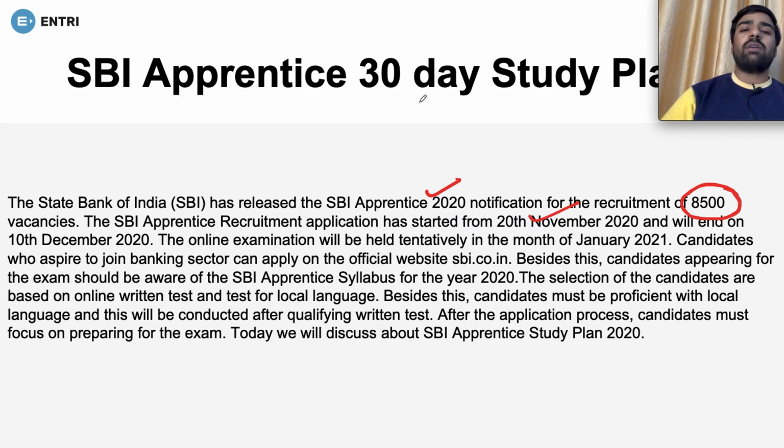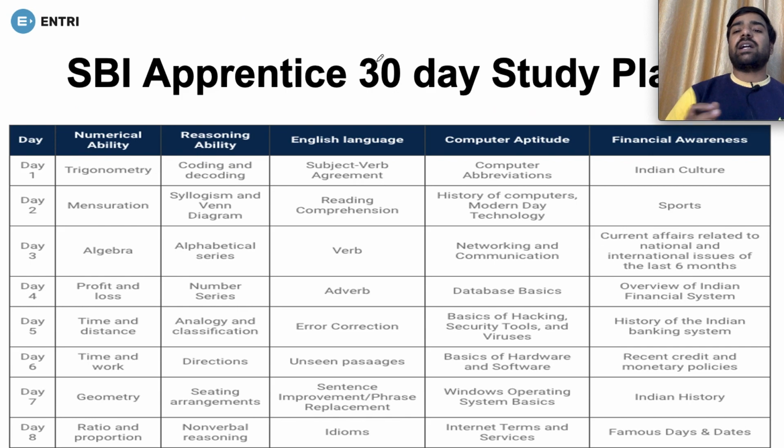If we talk about the 30 days plan of this SBI Apprentice, you must start your plan from today itself. On day 1, from the numerical ability part, you can start with trigonometry. From reasoning, go with coding decoding. From English language, go with subject verb agreement. From computer aptitude, go with computer abbreviations. And in financial awareness, go with Indian culture.